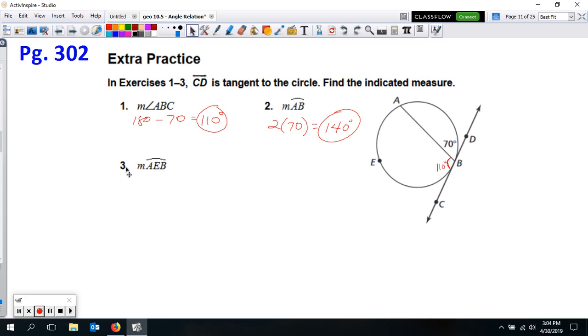And then number 3, measure of arc AEB. That's this longer one over here on this side. If this angle is 110, then this arc is going to be twice that, because the angle is half of what the arc is. So the arc is twice the angle. Again, 2 times 110 gives us 220 degrees for the measure of the arc. And this should add up to 360, right? Because 220 plus 140 makes the whole circle, which is 360.